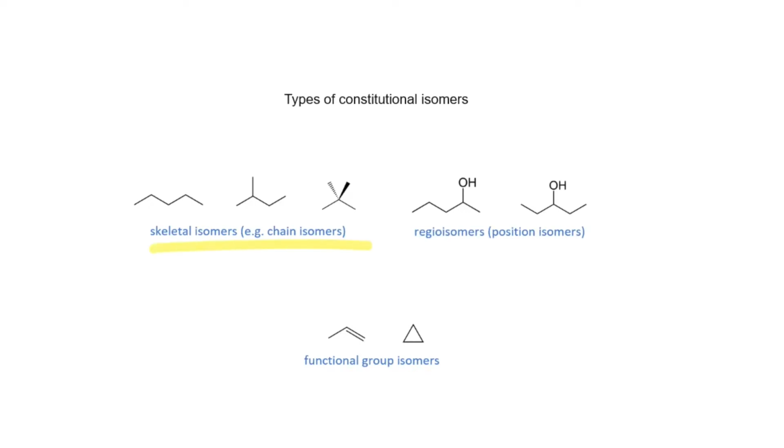We have the skeletal isomers, which are different carbon skeletons. It can be a straight chain, or we can have shorter chains with some branching. Then we've got the regioisomers, which have the same carbon skeleton, but the functional group is in a different position. Then we have the functional group isomers, which have different functional groups.